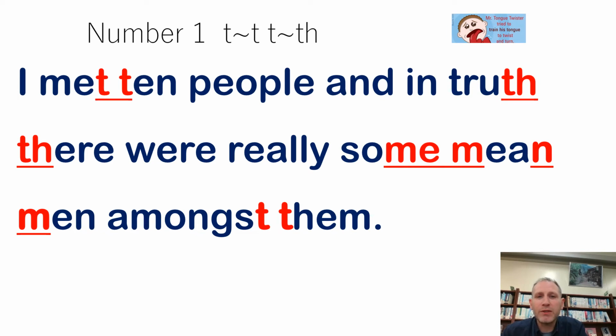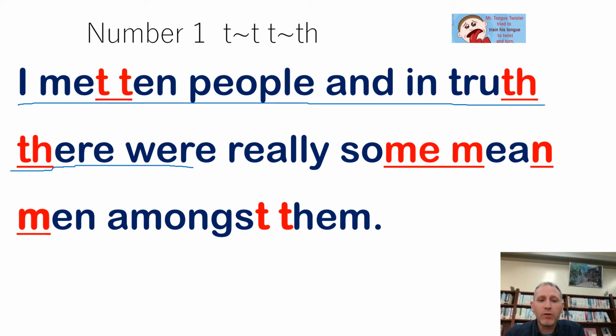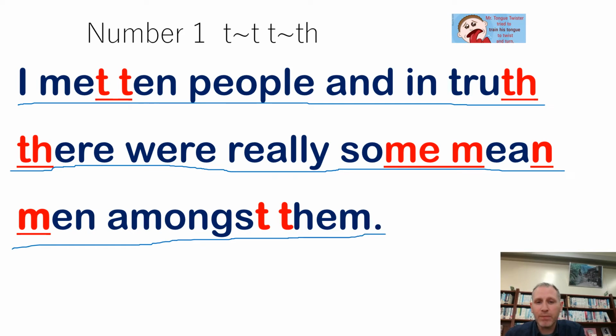Sentence number 1 is all about T sounds and M sounds and how to soften sounds. So let's read the sentence together slowly. I met 10 people, and in truth, there were really some mean men amongst them. Okay, so I'll read that slowly again, underlining as I go. I met 10 people, and in truth, there were really some mean men amongst them. So try reading it slowly 2 or 3 times.